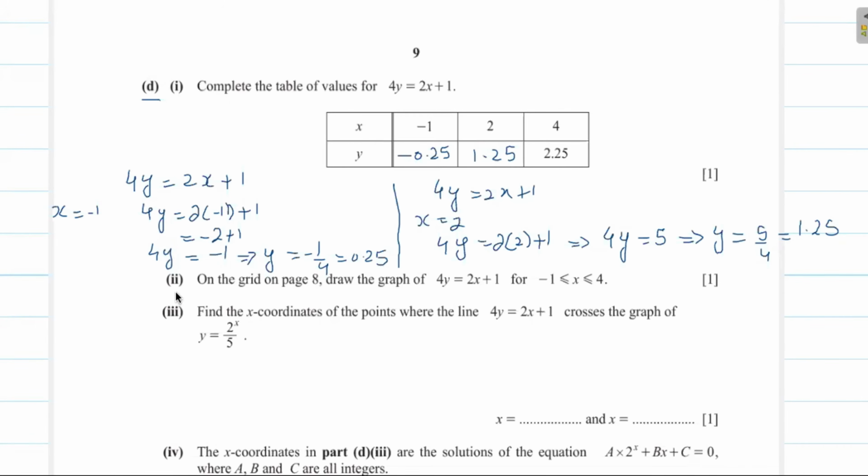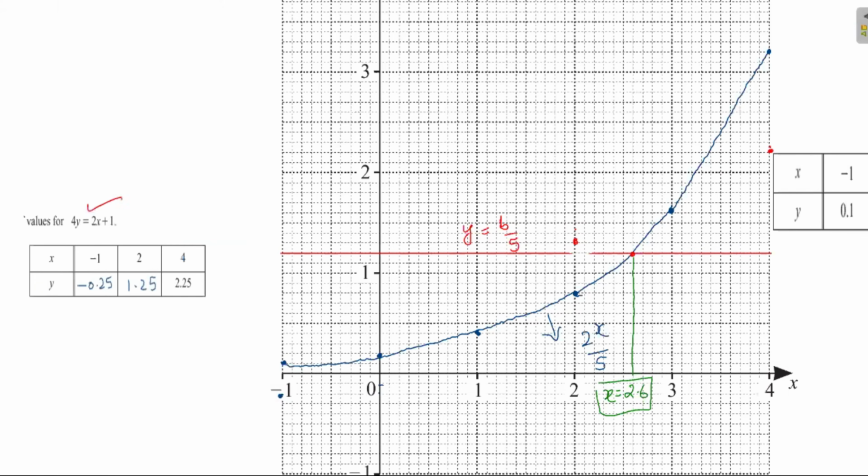Question number D, part second, on the grid page A, draw the graph 4y equal to 2x plus 1. Now we have to draw the graph here. The values of this equation here are -1 to -0.25. Now we mark the point -0.25. And next is the point 2 to 1.25, and 4 to 2.25. We join all these points, and when we join these points, we get the line, and this line is the line 4y equal to 2x plus 1.